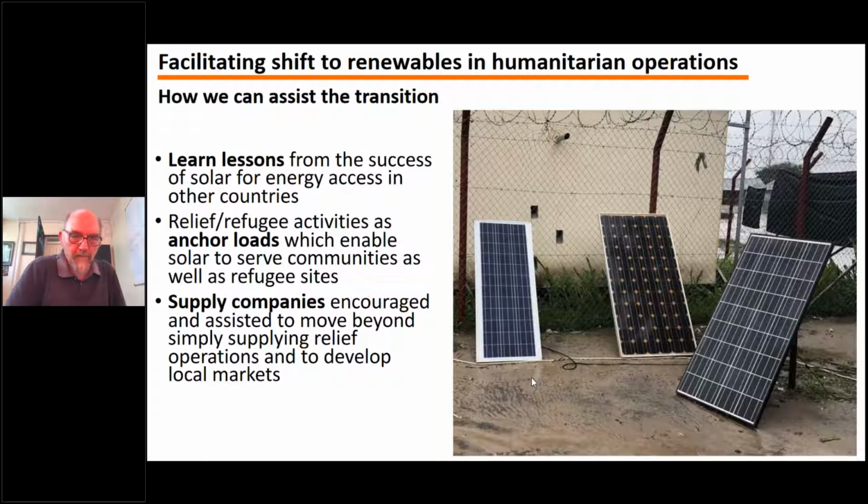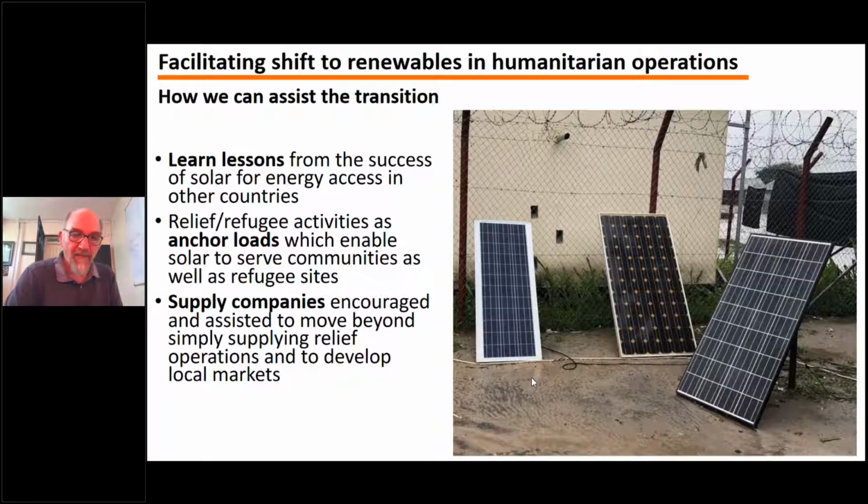So moving quickly, how can we assist this transition? Well, we need to learn the lessons from energy access. And there's a lot of great stories in energy access all throughout Africa, but especially in East Africa. Learn those lessons.